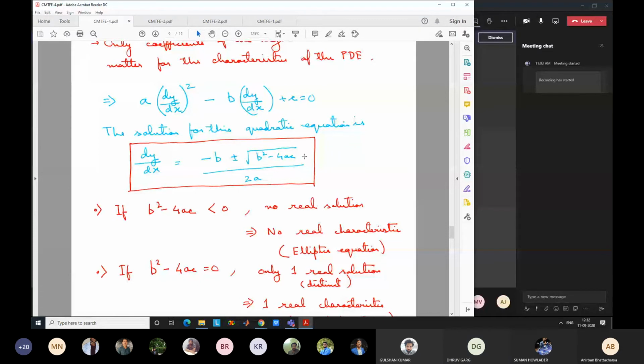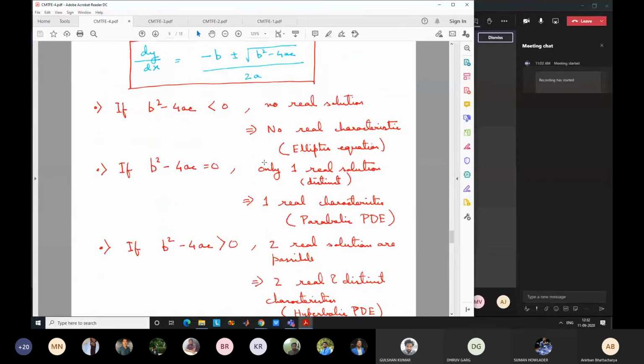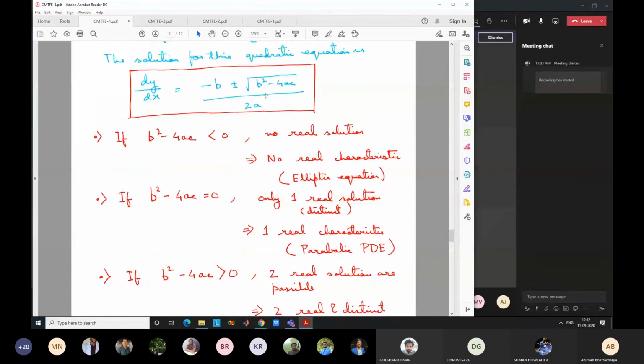So anyway, our important term is within this. Because of the square, it has become b square. So b square minus 4ac, if it is equal to 0, there is only one distinct solution. One independent solution, one value. So some value can be calculated. This right hand side will lead to one single value, and you can solve for y, and y will be some function of x.